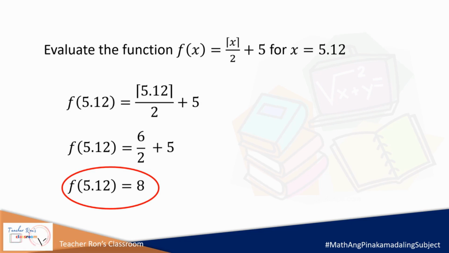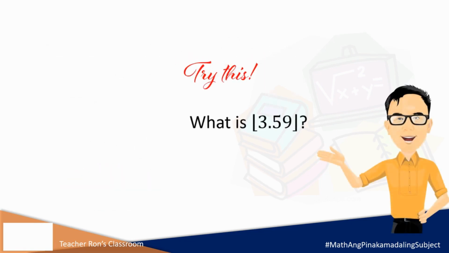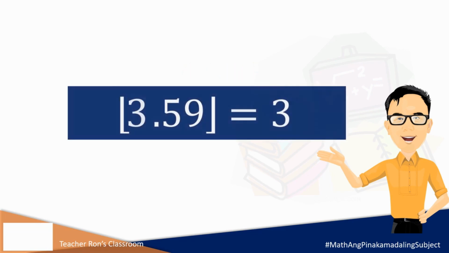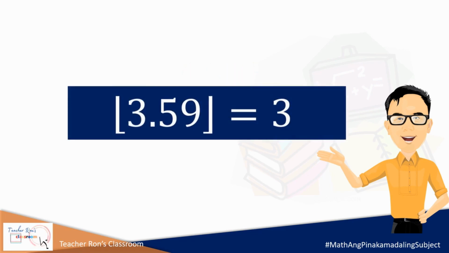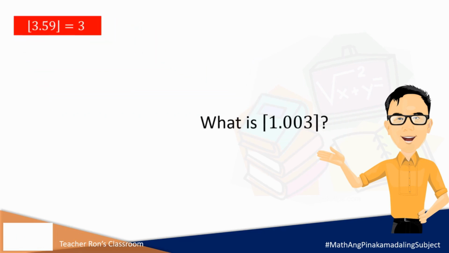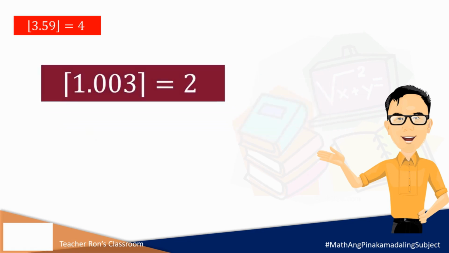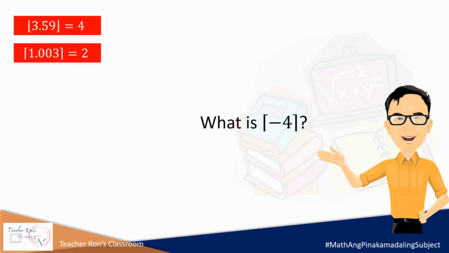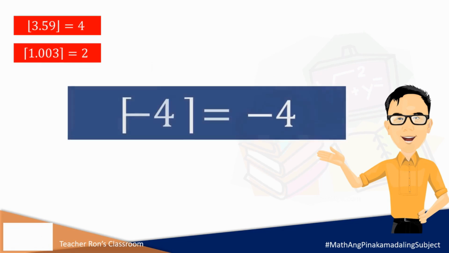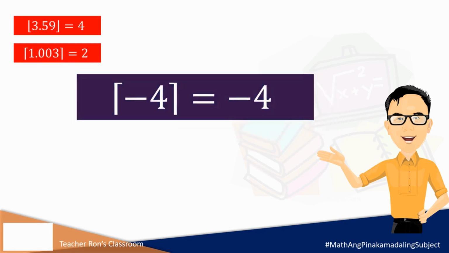Now, I want you to try the following. What is the floor of 3.59? The floor of 3.59 is 3. Next, what is the ceiling of 1.003? Okay, very good. The ceiling is 2. What is the ceiling of negative 4? Nice! The ceiling of negative 4 is also negative 4.